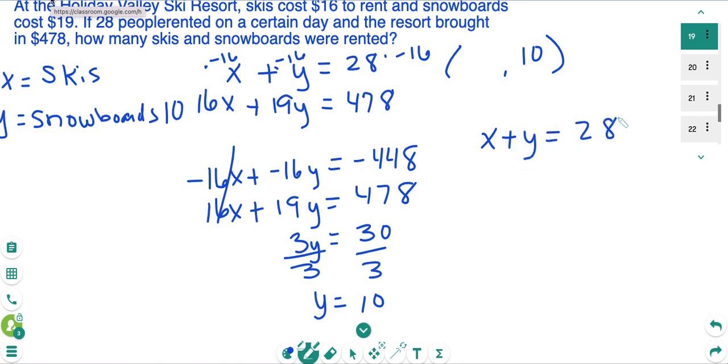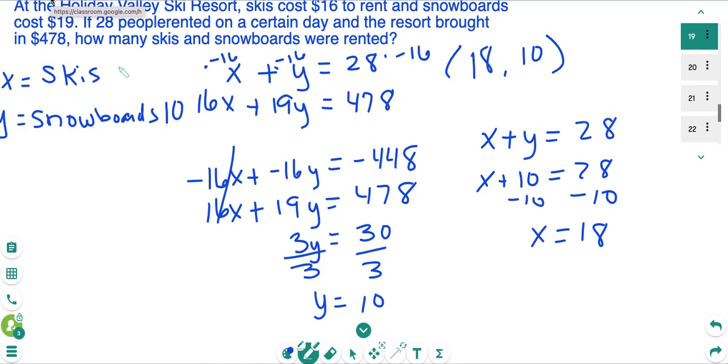I'm going to substitute in my 10. Zero pair out. x is equal to 18, which means there were 18 skis rented. And that's how you take a word problem, set up a system of equations, and solve.